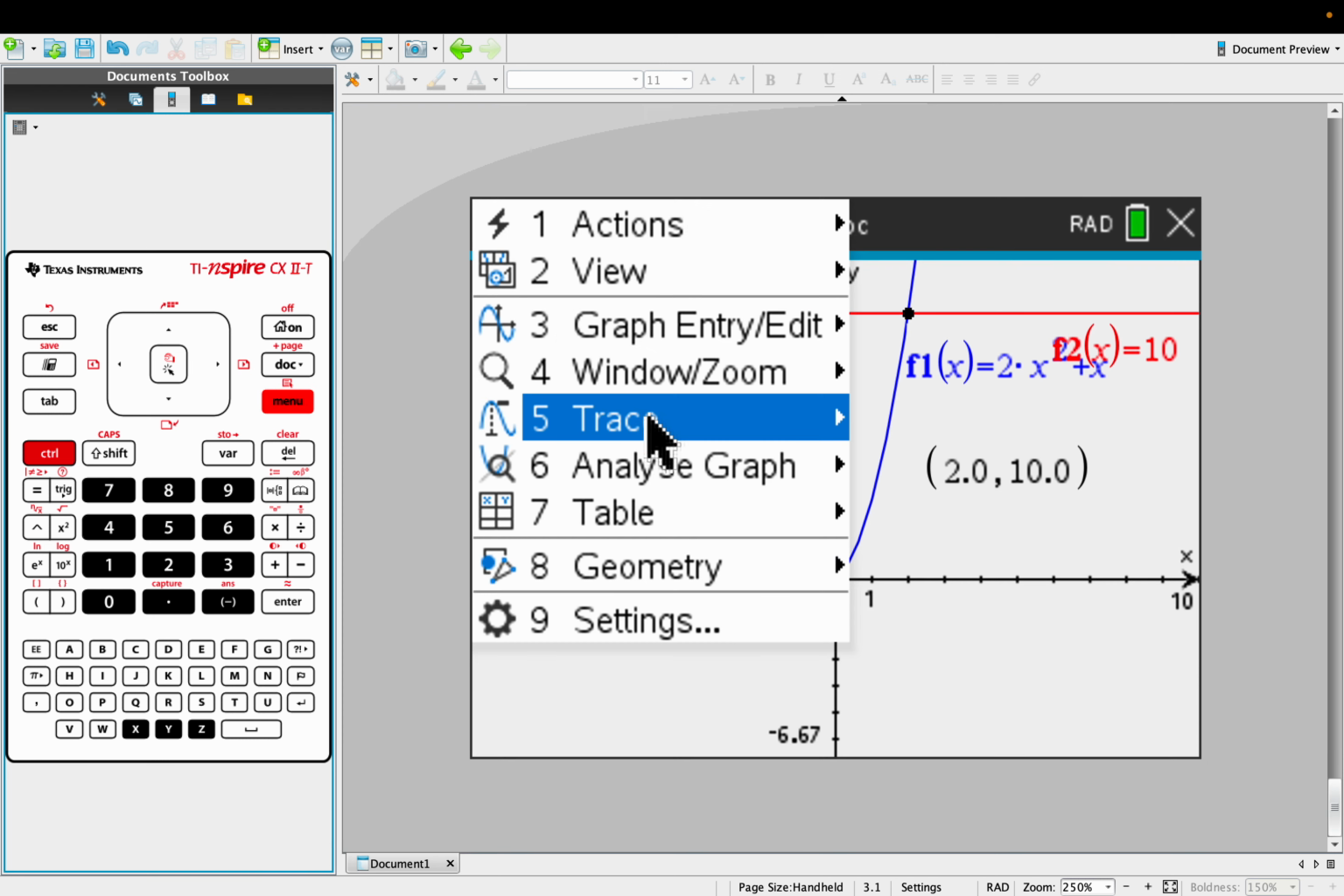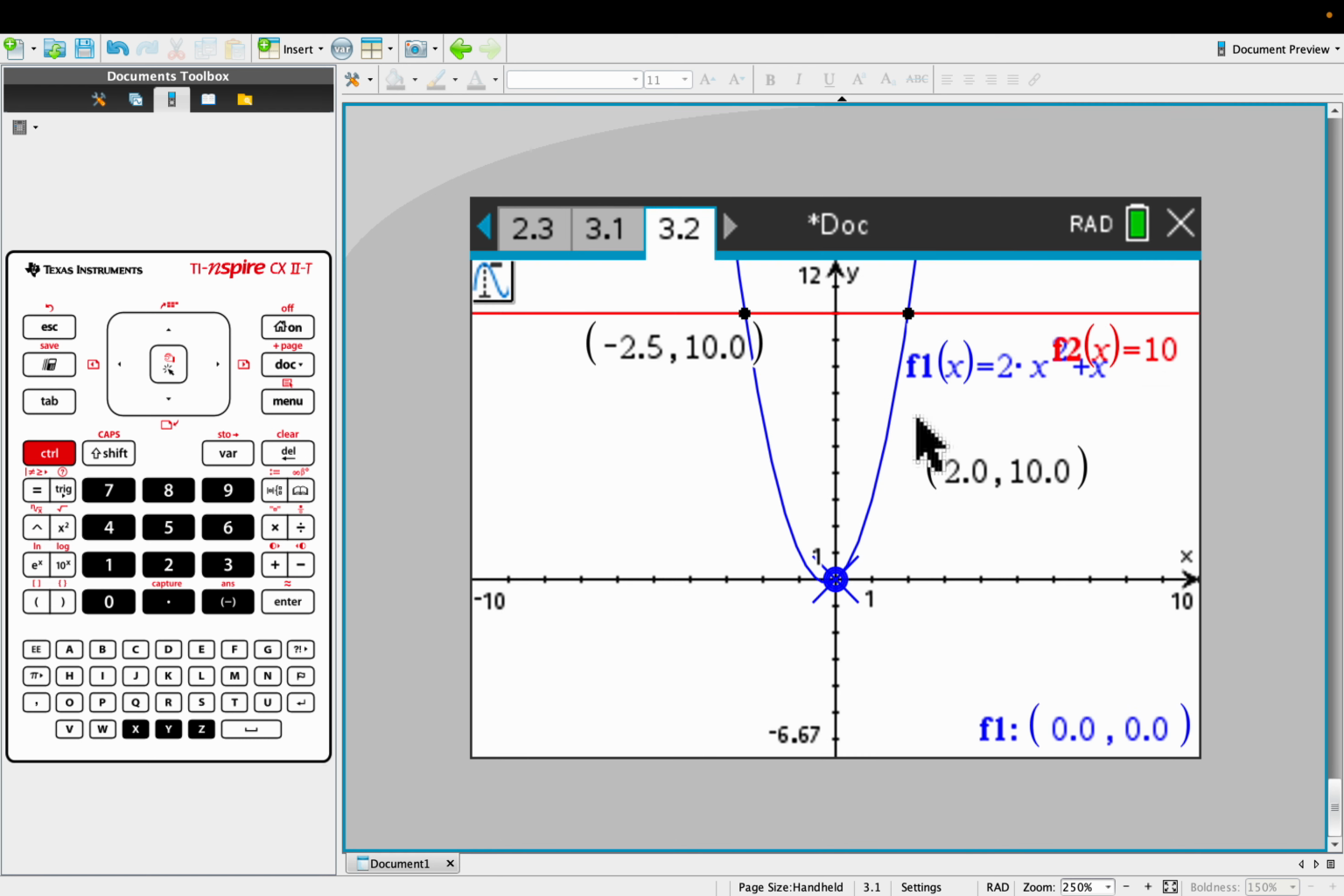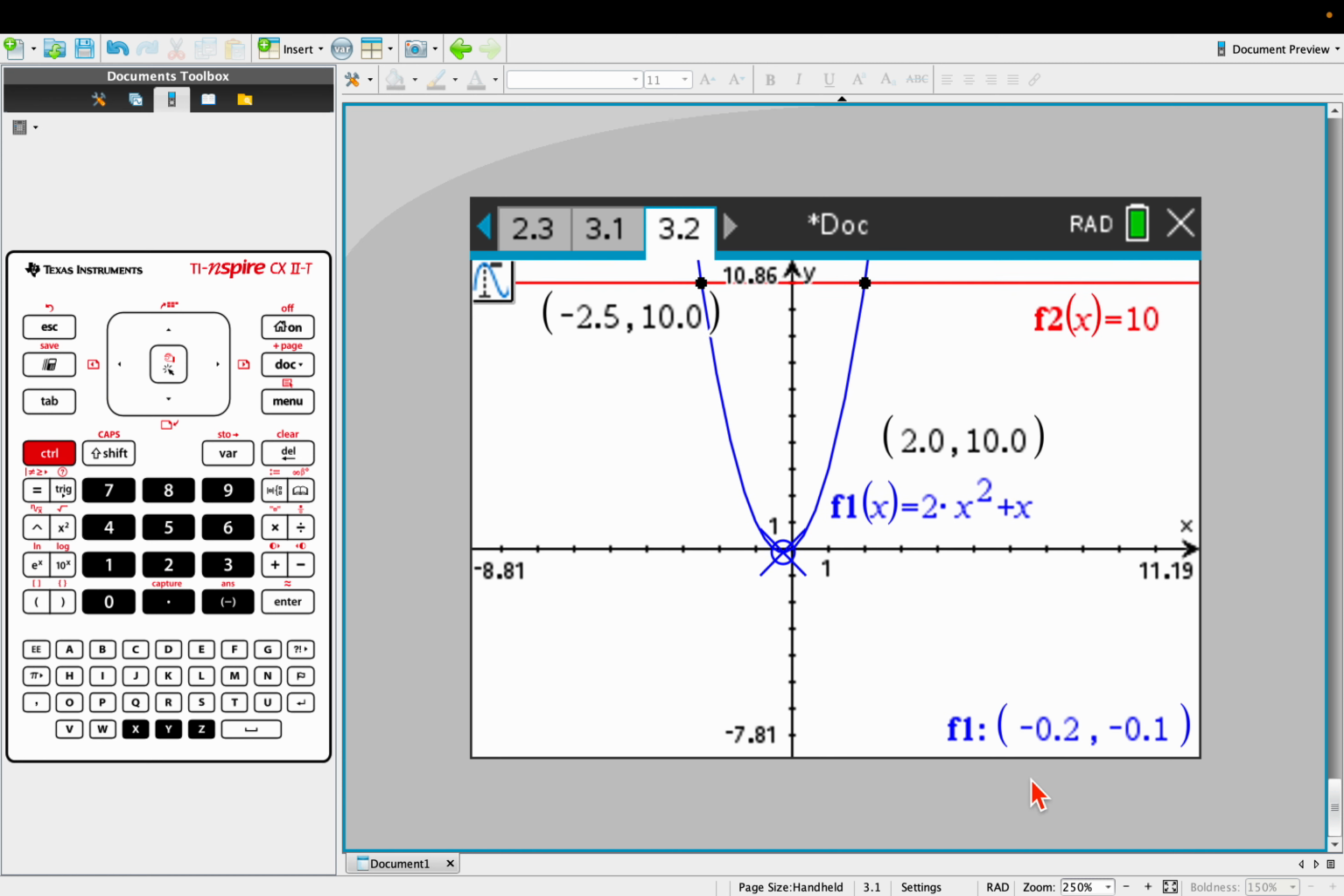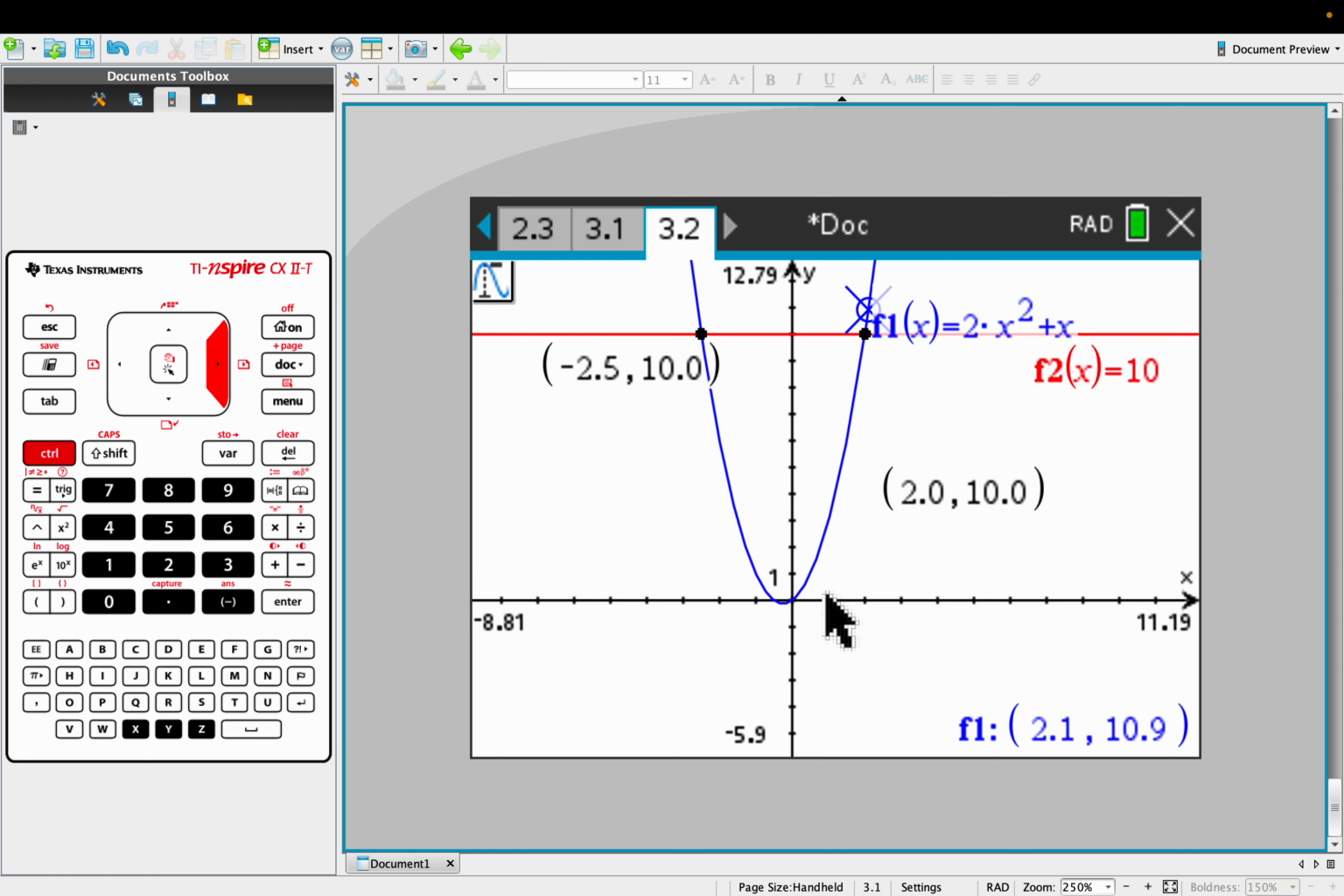Menu, trace, graph trace. Now, this little trace point will lock into points of interest on the graph, but notice it's not locking in on the intersection point there, right? But it does lock into the 0, and it does lock into the minimum, and you can see down here that the minimum on this graph is at negative 0.2, okay? So the graph trace is okay. It locks in on the important points on the graph, the zeros where it crosses the x-axis, the minimum, and the 0 again, but it doesn't automatically lock into the intersection.